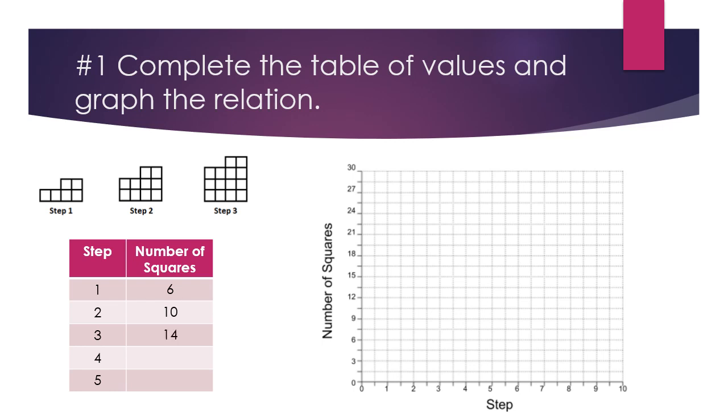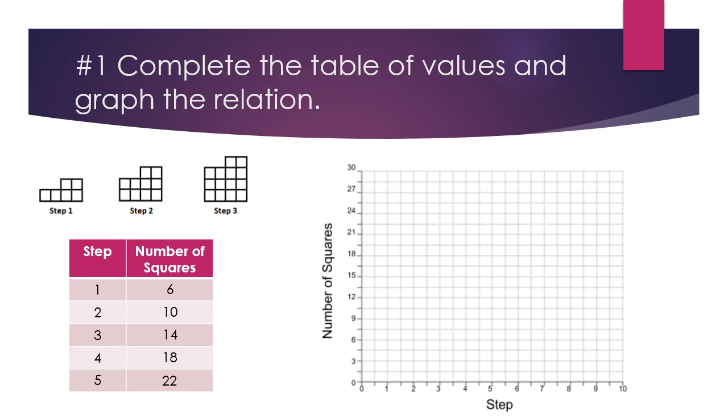Now, to continue the table of values, you can either draw the next two patterns, or you can just figure out that every time when we go from 6 to 10 and 10 to 14, we're adding 4 each time and continue adding 4. So 14 plus 4 is 18, and 18 plus 4 is 22.